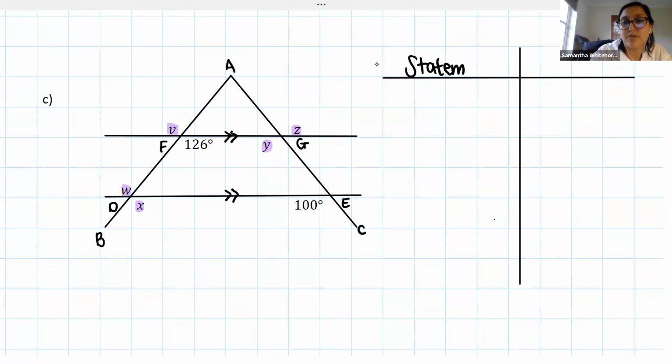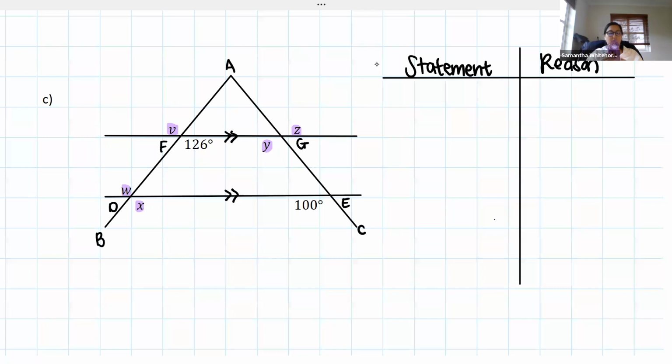Now, grade 8s, if you feel like you're not too sure where to start, my suggestion is to start in alphabetical order. So start with V and then work from there. If you don't want to start with V, that's fine. Just remember that if you give your statement, you have to give the corresponding reasons. So don't mix up your reasons if you're not going to do it alphabetically. But if in doubt, start with the first letter of the alphabet. So in this case, it would be V, then W, X, Y, Z.